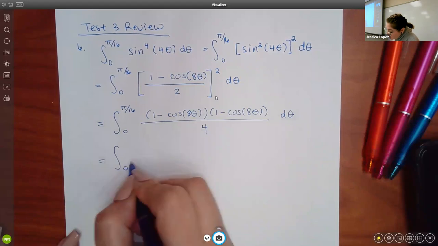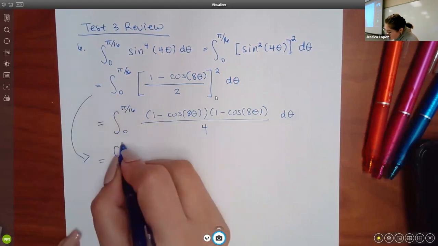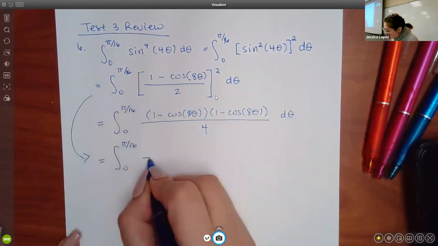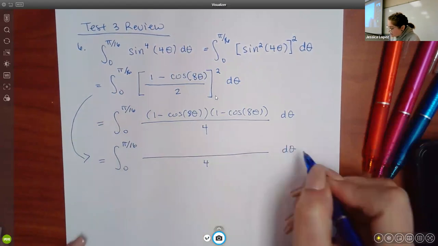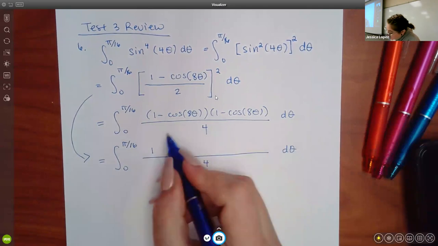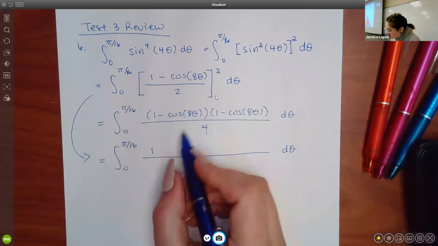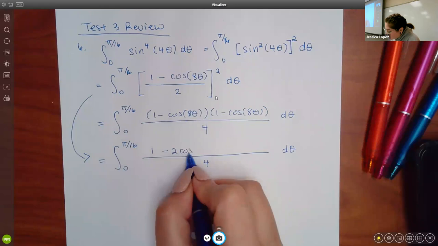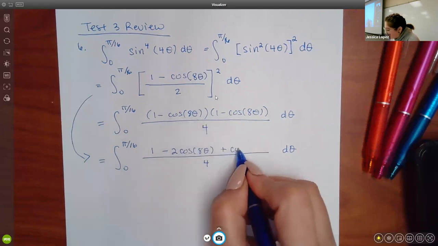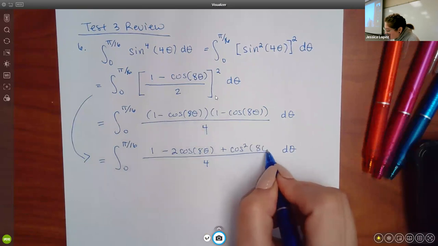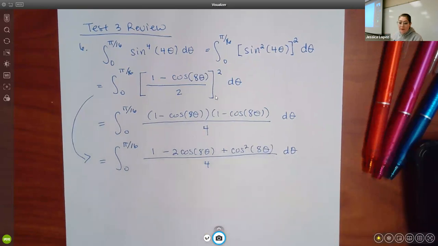And it's okay if you go from here to here. That's okay. Some people could do it. I just don't want to make too many mistakes. So I'm going to go ahead and do it piece by piece. So I'll get 1 and then negative cosine, another negative cosine. So -2 cosine. And then negative and negative will give me positive cosine squared, but the same equal. Okay.